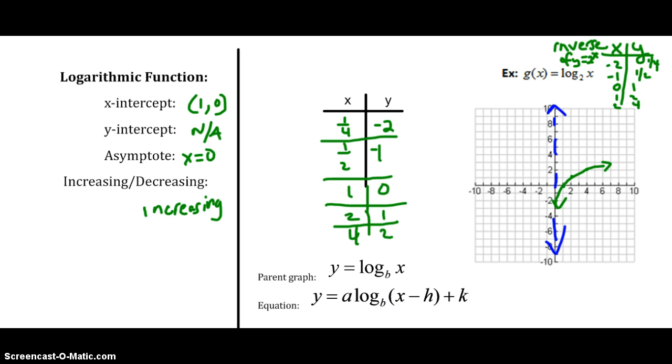Okay, so you should have switched all your values for x and y, and this is what your graph should look like. Your asymptote is x equals 0. There is not going to be a y-intercept, and notice that there is an x-intercept and it's (1, 0). Also, your function is increasing.